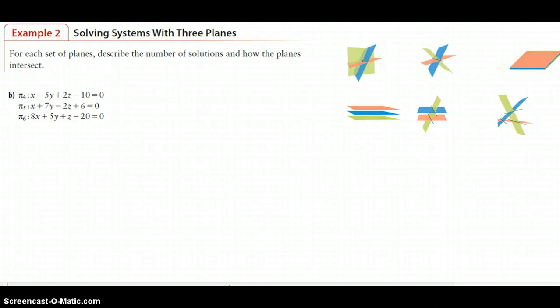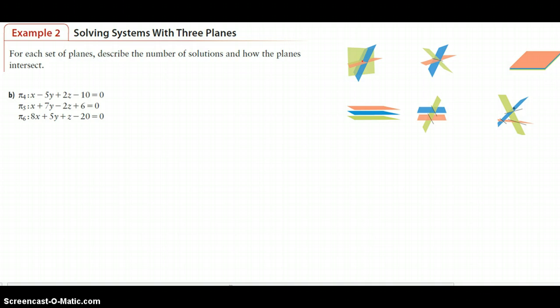In this video, we are going to look at example 2b from page 486, which deals with the intersection of three planes. Now, three planes can intersect in a variety of different ways, and you'll see some pictures on the right of the screen here. They can have one intersection point, intersect in a line, they can all be coincident and the same plane, they can be parallel and distinct, there can be two parallel planes, or they can intersect in pairs.